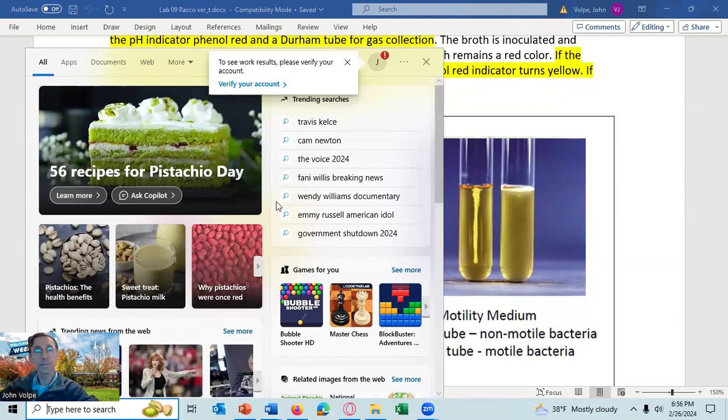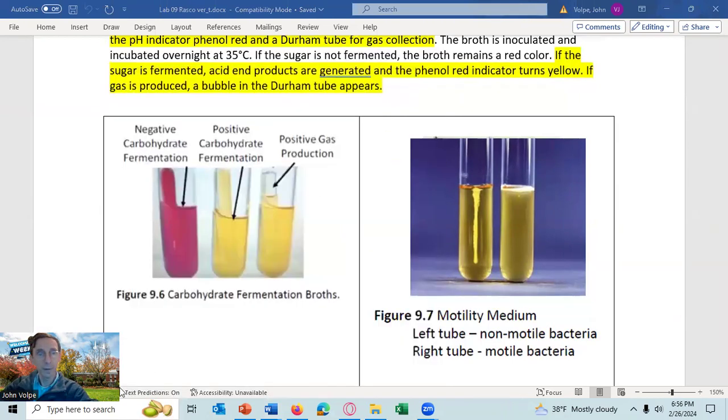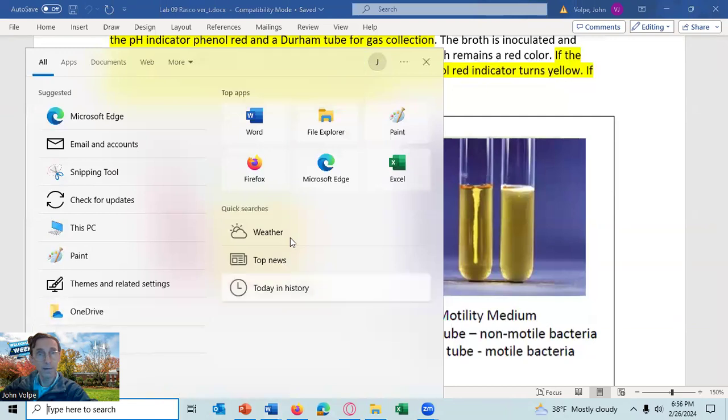Well, that didn't work. Why didn't they bring up paint? There we go.